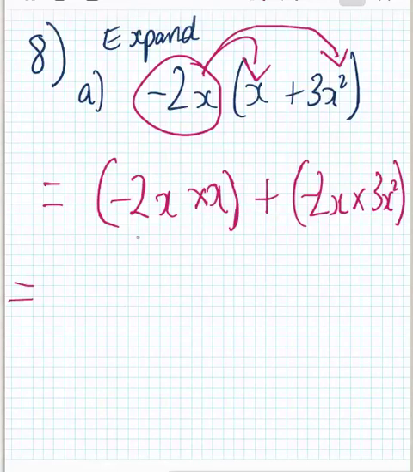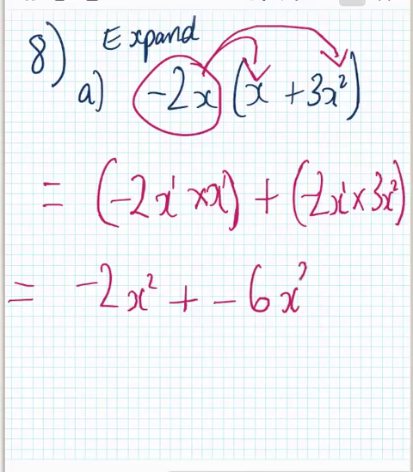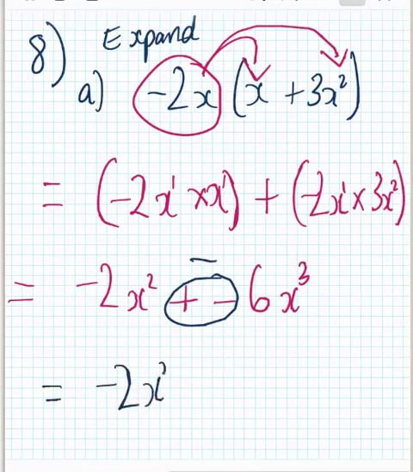Now, simplify what we can. So minus 2 times 1 is just minus 2. X times x, add the powers. So we have x squared, plus, put the plus down. In these brackets, we've got minus 2 times 3, that's minus 6. And x times x squared, 1 plus 2 is 3. And we can see what happens now. A positive and a negative make a negative. So we end up with minus 2x squared minus 6x cubed.